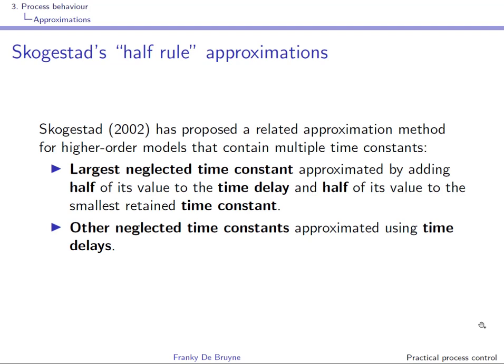Well, Skogestad has proposed a variation on the approximation method proposed in the previous slide, and it's called the half rule approximation. The idea is that the largest neglected time constant is approximated by adding half of the value to the time delay and half of the value to the smallest retained time constant. The other neglected time constants are approximated using time delays.